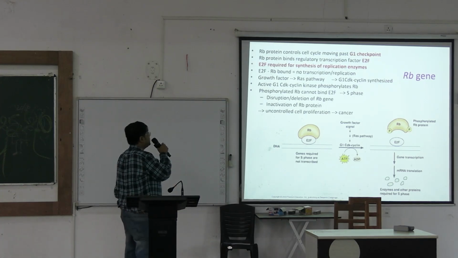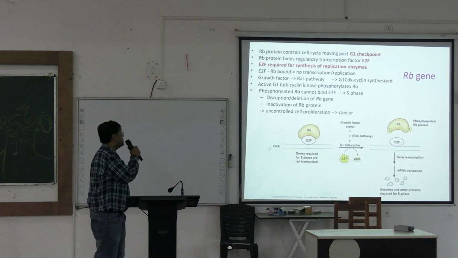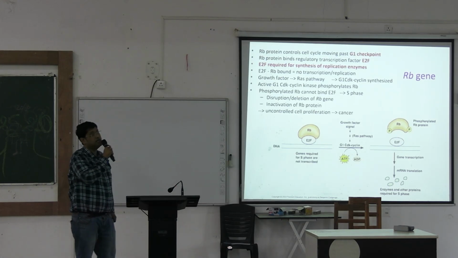So disruption and deletion of RB gene, inactivation of RB protein, uncontrolled cell proliferation leading to cancer.